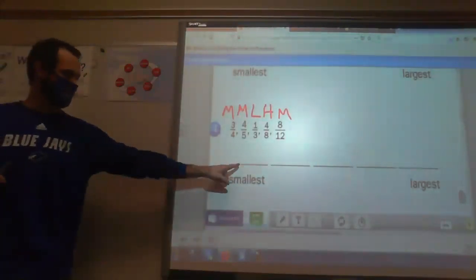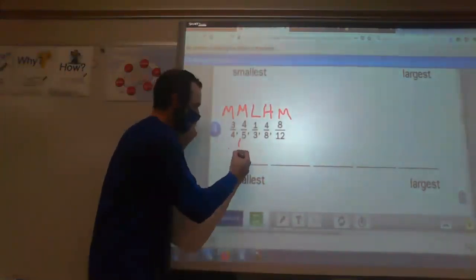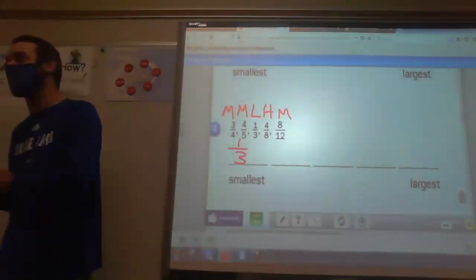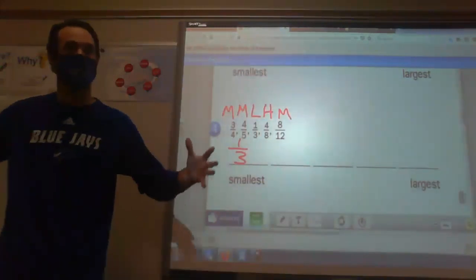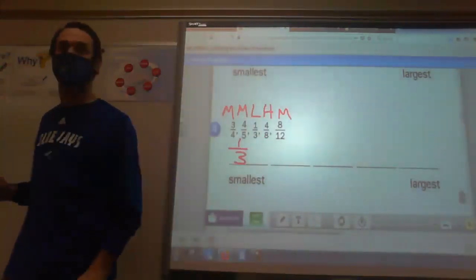So do you know what one goes here then? Okay. How do you know? Because it's less than half. And there's only one that's less than half, so therefore it has to be the smallest. Okay, do you see why this step is important?